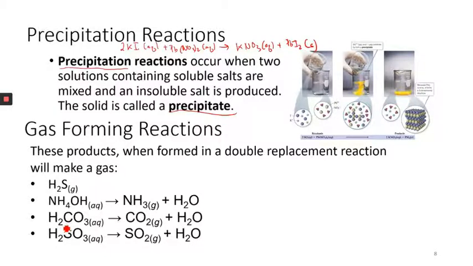Anytime you form carbonic acid in aqueous solution, it will break apart into carbon dioxide plus water. And here you have sulfurous acid, so that will break up into sulfur dioxide plus water. So these are important to remember.